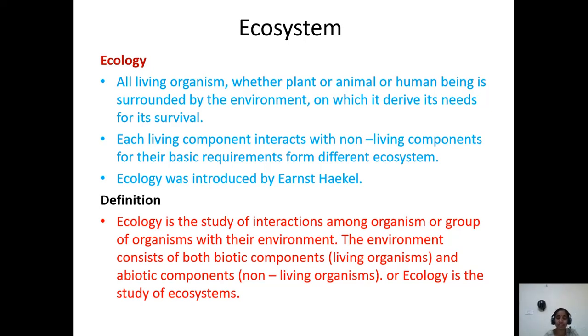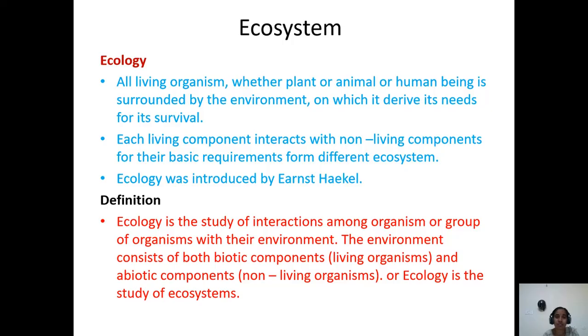So here we discuss environmental studies. The topic is ecosystem. In this ecosystem, ecology is the branch. In this ecology subject, we deal with living organisms, non-living components, that means abiotic components, and the interaction between the living and non-living organisms in the environment. So each living component interacts with the non-living, that means abiotic components.